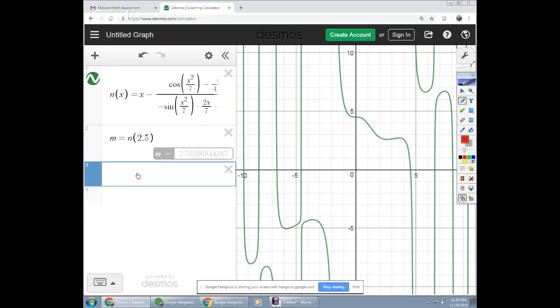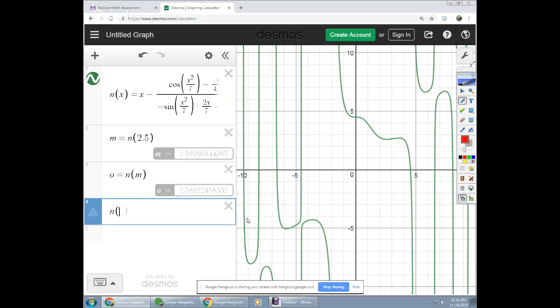So then I go, okay, what is n of m? They wanted 5 decimal places, so I'm looking to where these match for 5 decimal places. I'm going to give that a name, how about O? Then I want n of O. Do they match yet? 5, 8, 9, 2, 2. Yeah, I got enough decimal places. So it only took me 3 tries. So mine is 2.58922.